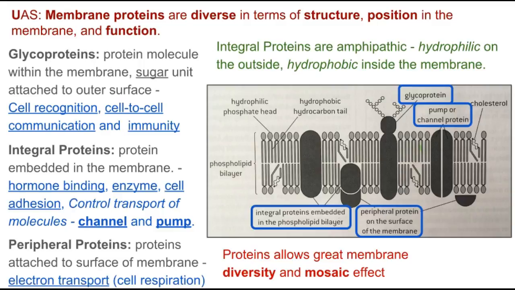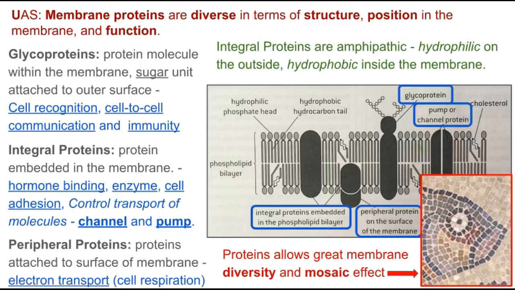Proteins allow for a great diversity in membranes. So even though the basic structure is the same, there's a wide variety of different membranes with slightly different compositions. And it also leads to this term mosaic. A mosaic, for example, is an ancient Roman mosaic where you have small pieces of ceramic all put together to make a particular shape. So if you can imagine looking down on the surface of a cell membrane, it might look something like this, with proteins embedded into these phospholipid layers.